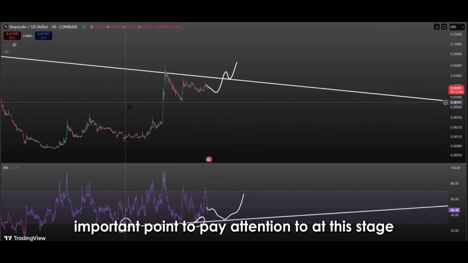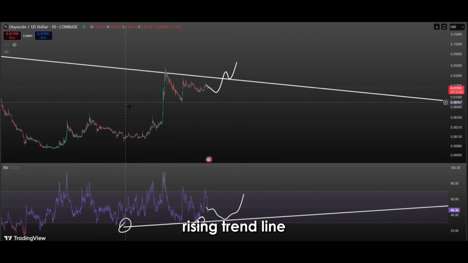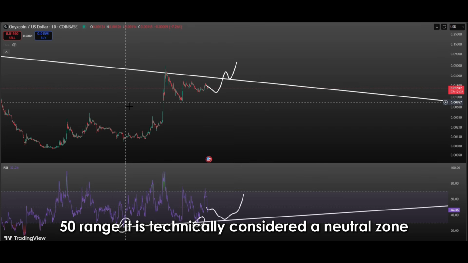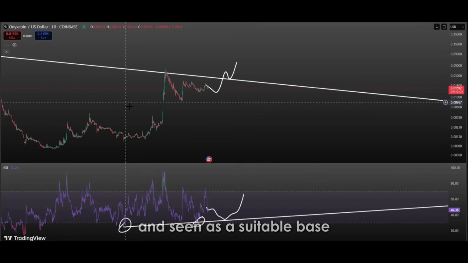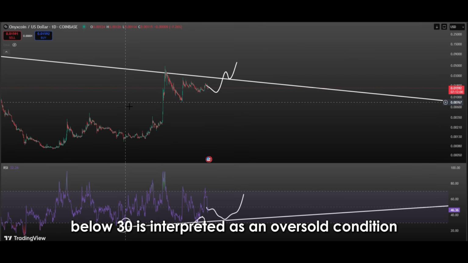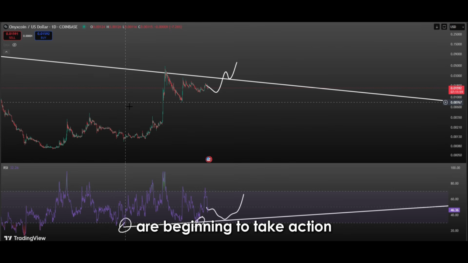Another important point to pay attention to at this stage is the level at which the RSI touches the rising trend line. If the RSI touches this trend line in the 40-50 range, it is technically considered a neutral zone and seen as a suitable base for a potential upward move. If the RSI is near 30, the touch becomes even more valuable because anything below 30 is interpreted as an oversold condition. A trendline support and upward bounce at these levels could indicate that buyers are beginning to take action and the downtrend is weakening.